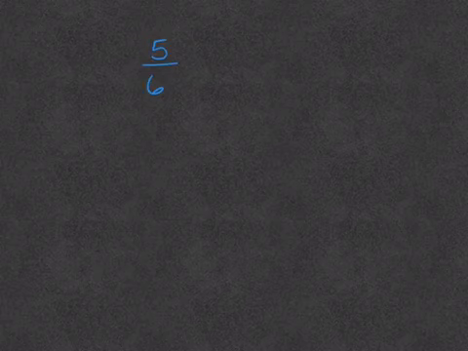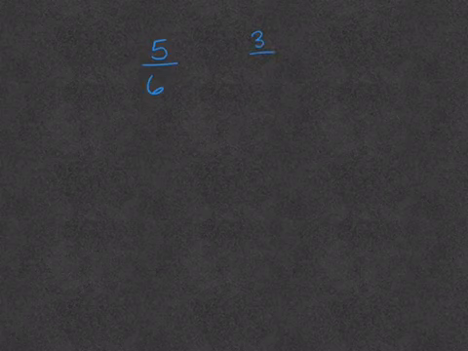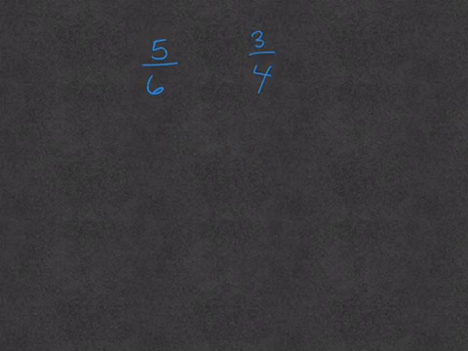I'll show you another example here. Okay, so if I have 5/6, and we will do 3/4. I know that 4 can't go into 6, 6 can't go into 4. I could just multiply the two denominators to get to 24, but what I'm going to do is list out the multiples to see if I can find a smaller denominator than 24 that is common.